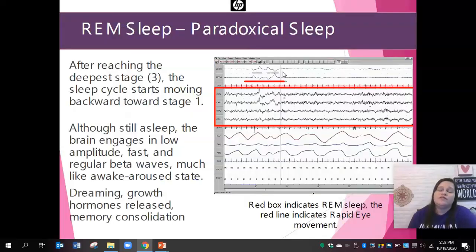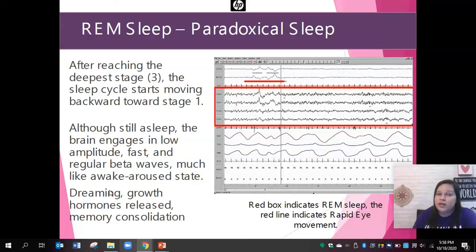So REM sleep is often called paradoxical sleep. A paradox is something that's kind of the opposite of what you think it should be. So you are asleep, but your brain is very much awake. So the paradox part is that you're asleep, but your brain is awake. So after reaching stage 3, we go back through the stages towards stage 1. But all that big stuff happens in REM sleep.